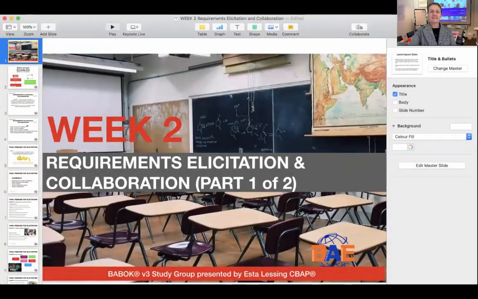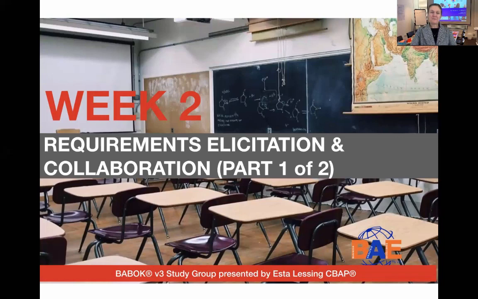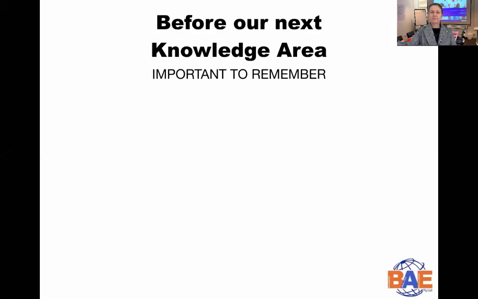Okay, so week 2, wonderful. The next chapter we'll be looking at is chapter 4 in the BABOK guide, and this is all about requirements elicitation and collaboration. This is one of the knowledge areas that a lot of business analysts do pretty much every day to some level or extent. So let's see what this knowledge area is all about.